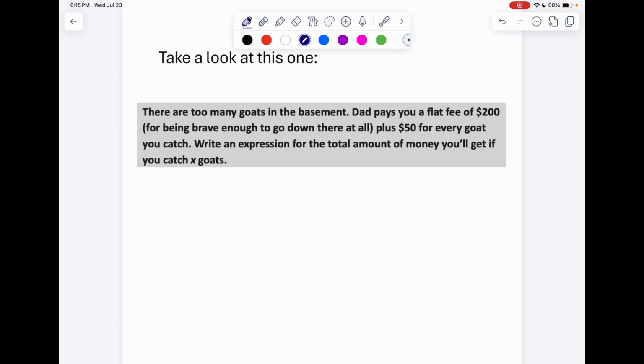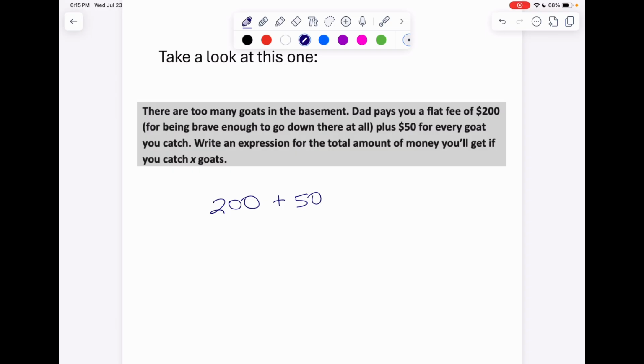So let's think about this. We're going to get $200 no matter what, so we're going to put that down on the paper. But then we're going to add on to that some more money for every goat we catch. $50 if I catch 1 goat, 50 and 50 again if I catch 2 goats, 50 and 50 and 50 again if I catch 3 goats.